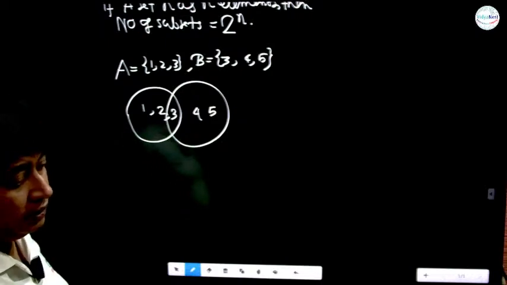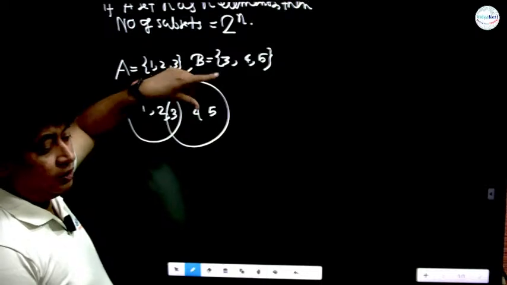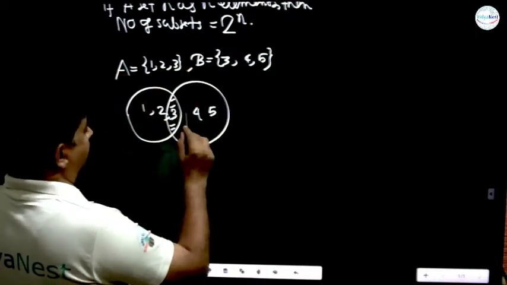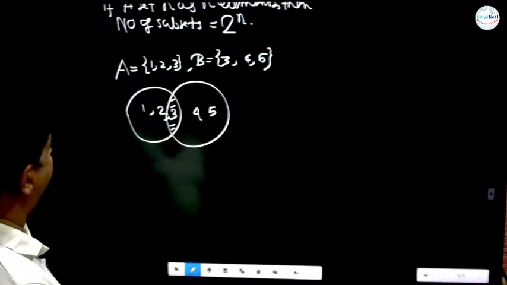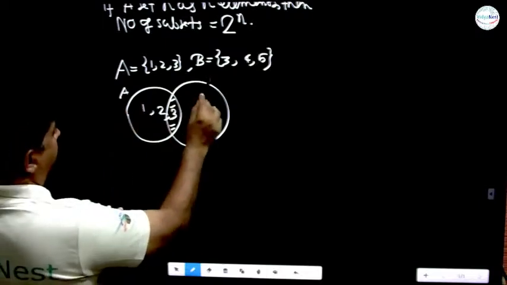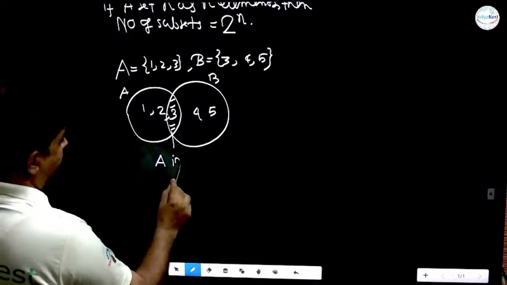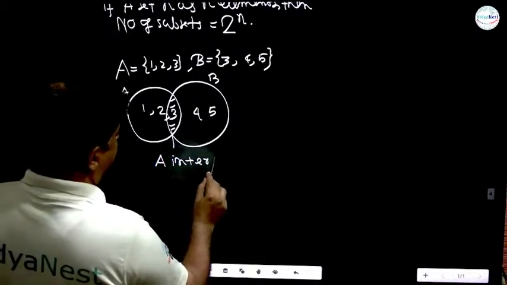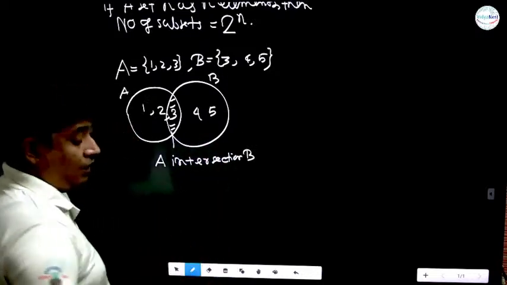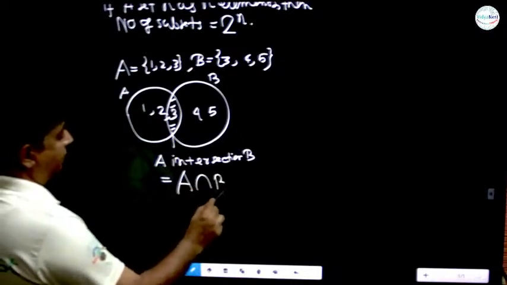Now, out of these 2 sets, which element is common? This element. Yes or no? Yes, sir. So this element belongs to the common region. This common region is called A intersection B. How to represent it? A intersection B.